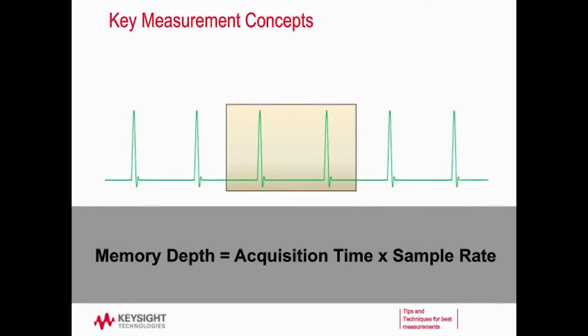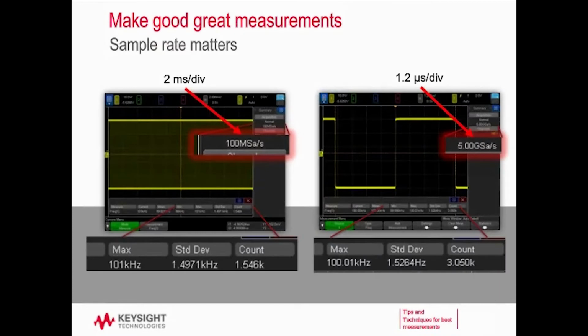Then you have that as a constant, equals your acquisition time, which is the time that you're looking at the signal, which is also a constant, times your sample rate. So what happens if you have a constant memory depth and a constant acquisition time? The sample rate has to be variable. So as I zoom out, I'm going to have to adjust my sample rate in order to get enough samples to fill that full acquisition time.